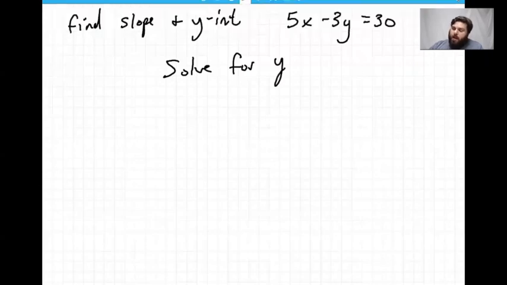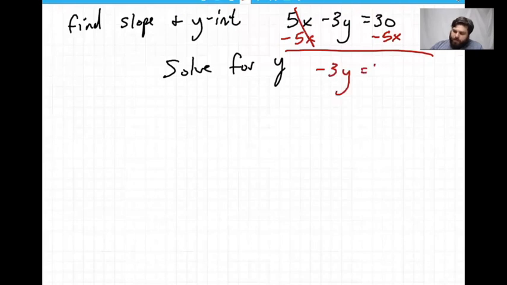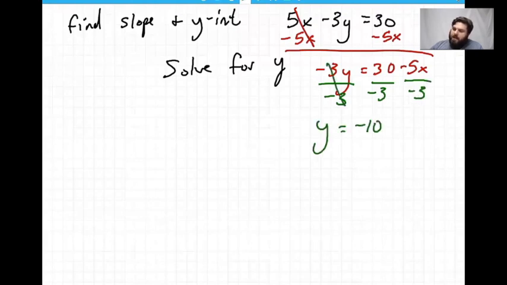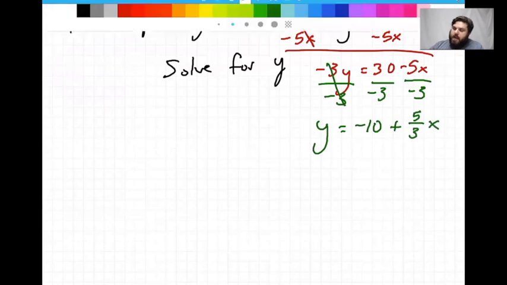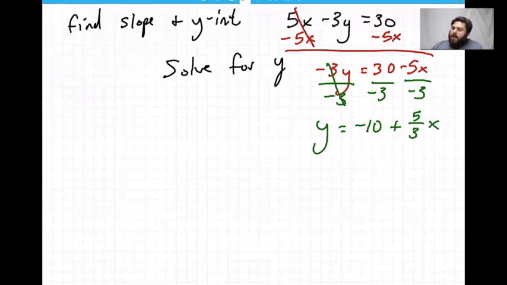So how do we do that? Well, I get rid of things that are around it, like this 5x. I subtract that 5x away, and I'm left with -3y equals 30 minus 5x. Next step is to divide out the -3. So I have to divide everything by -3. I'm left with y equals -10 plus, because that's a -5 divided by a -3, 5/3 x. Once I've put it in that form, then I can say the slope is 5/3 and the y-intercept is -10.